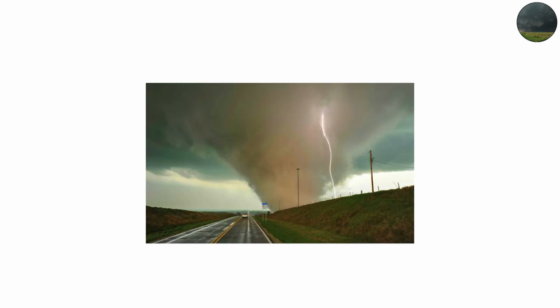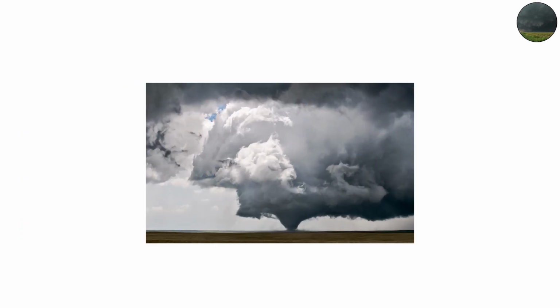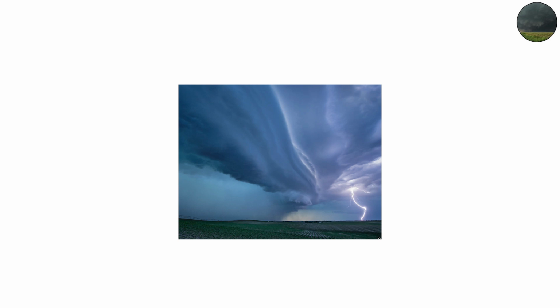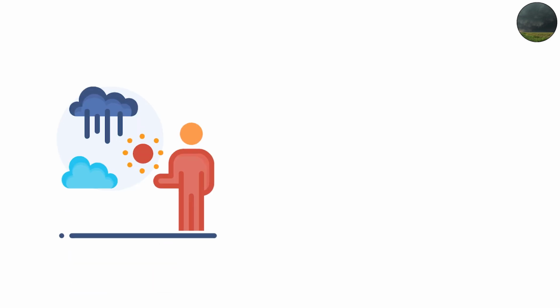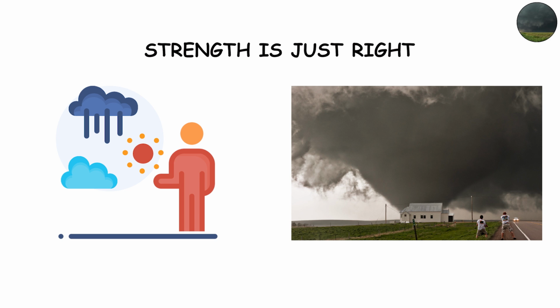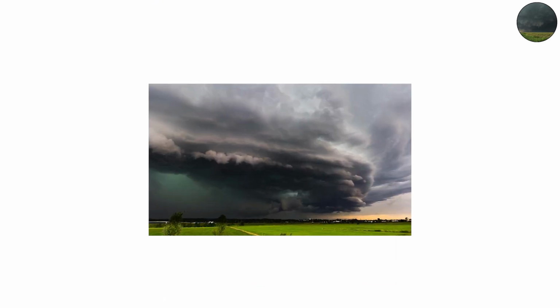In some cases, you'll see a powerful tornado form, then suddenly rope out and vanish, often because the RFD surged too forcefully. That makes it one of the most unpredictable factors in storm dynamics. Meteorologists constantly debate how much RFD strength is just right. Too weak and no tornado forms. Too strong and the storm suffocates itself.